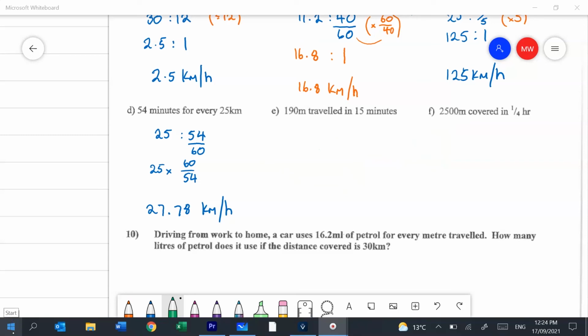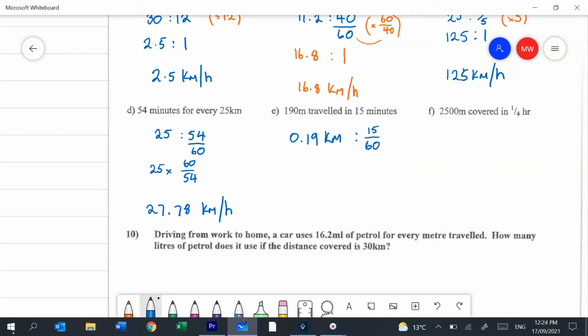A couple of ways of approaching the next one. So let's have a look at that. We've got to do quite a few conversions here. So we've got 190 metres. We don't want that because we've been talking about kilometres per hour, so we'll stick to that. So we know that we've gone 0.19 kilometres every 15 minutes.